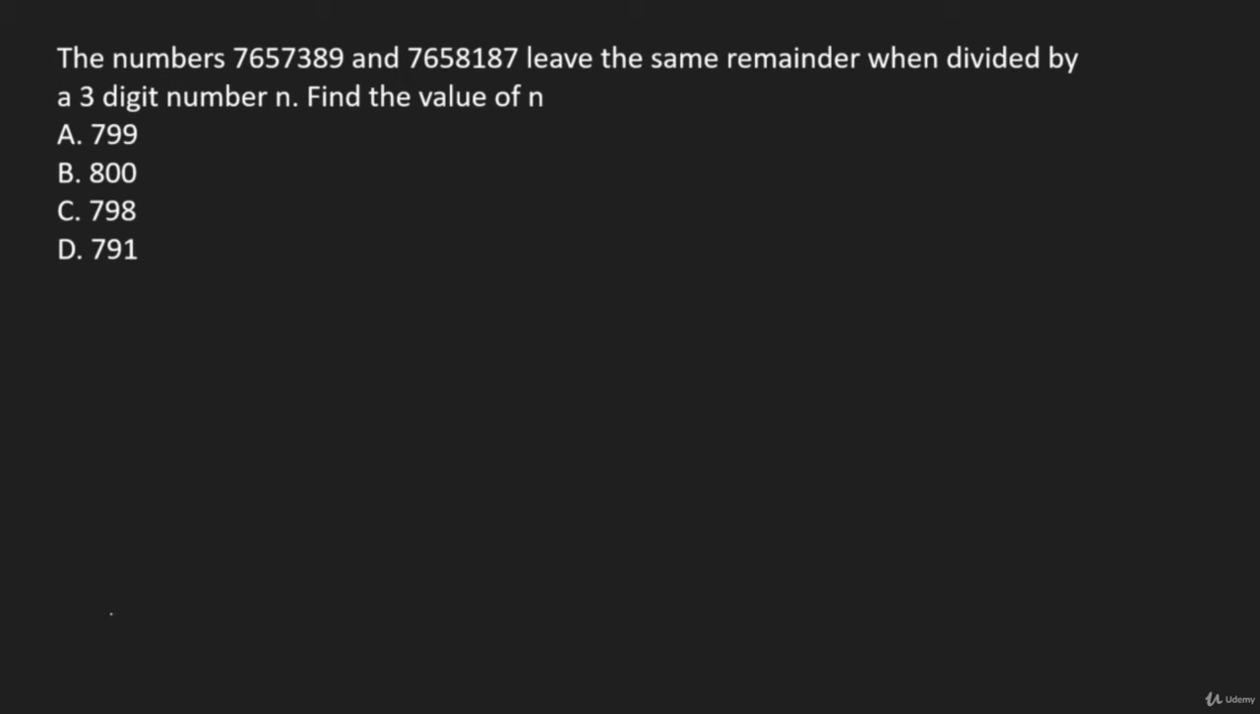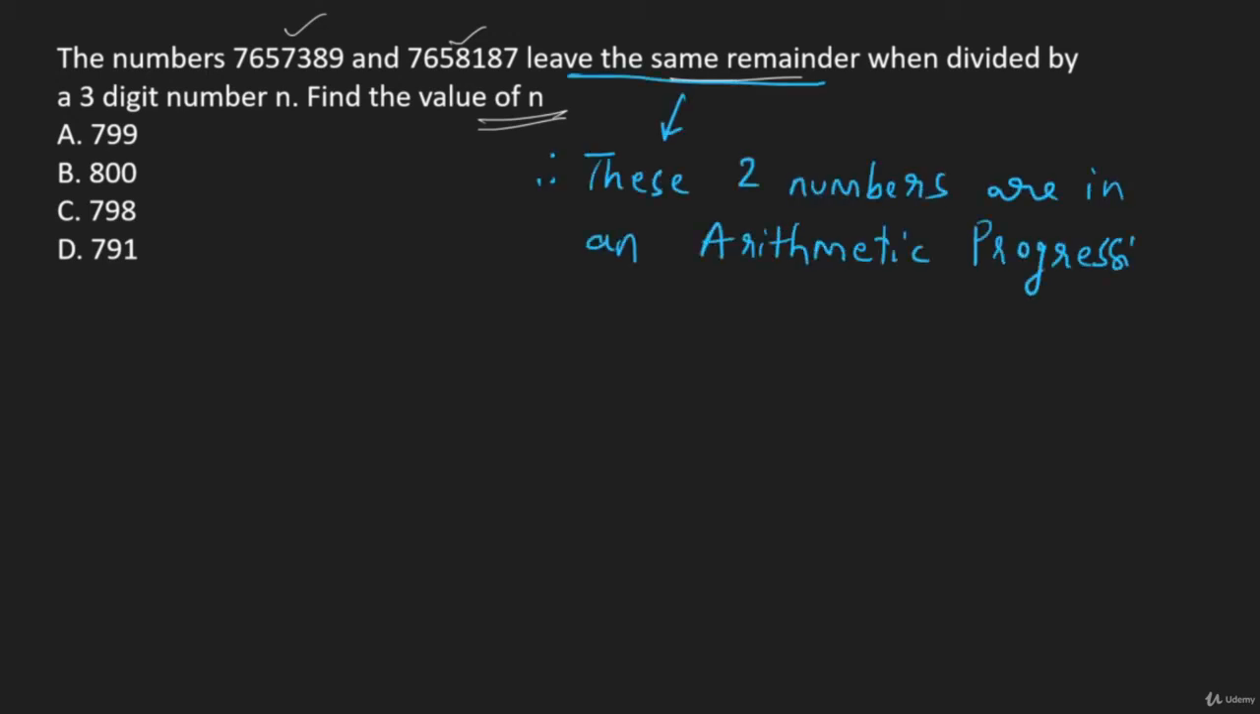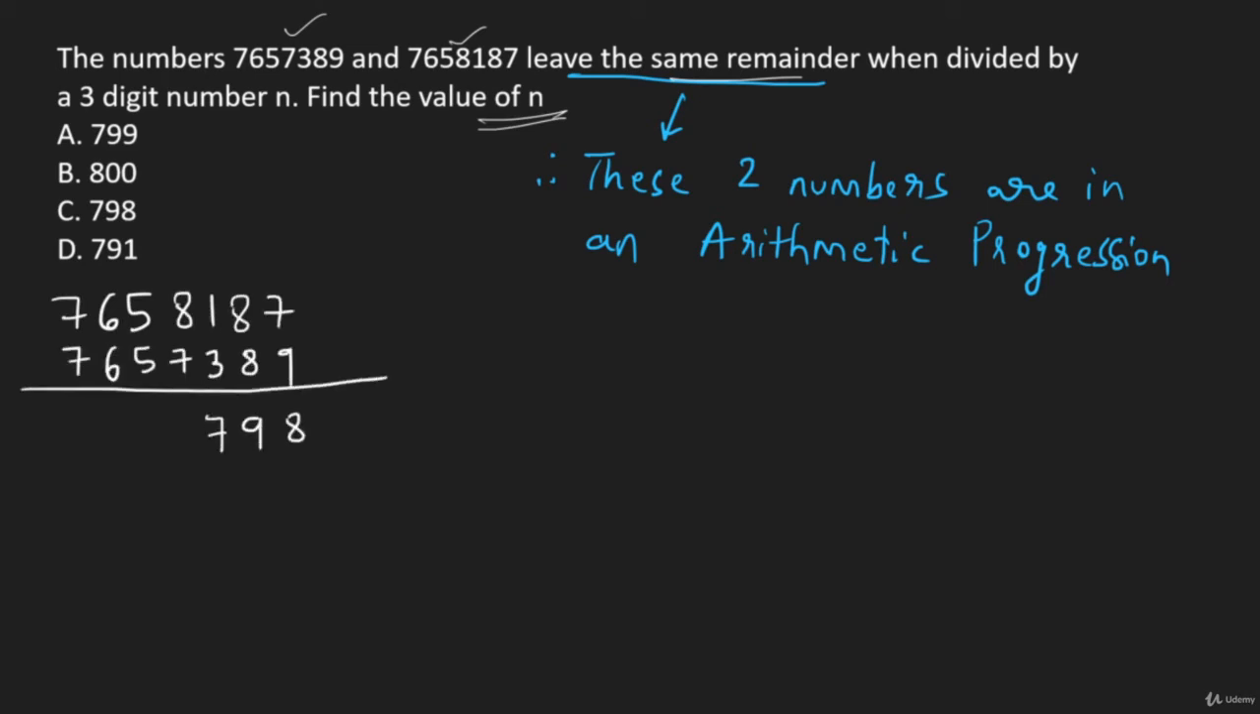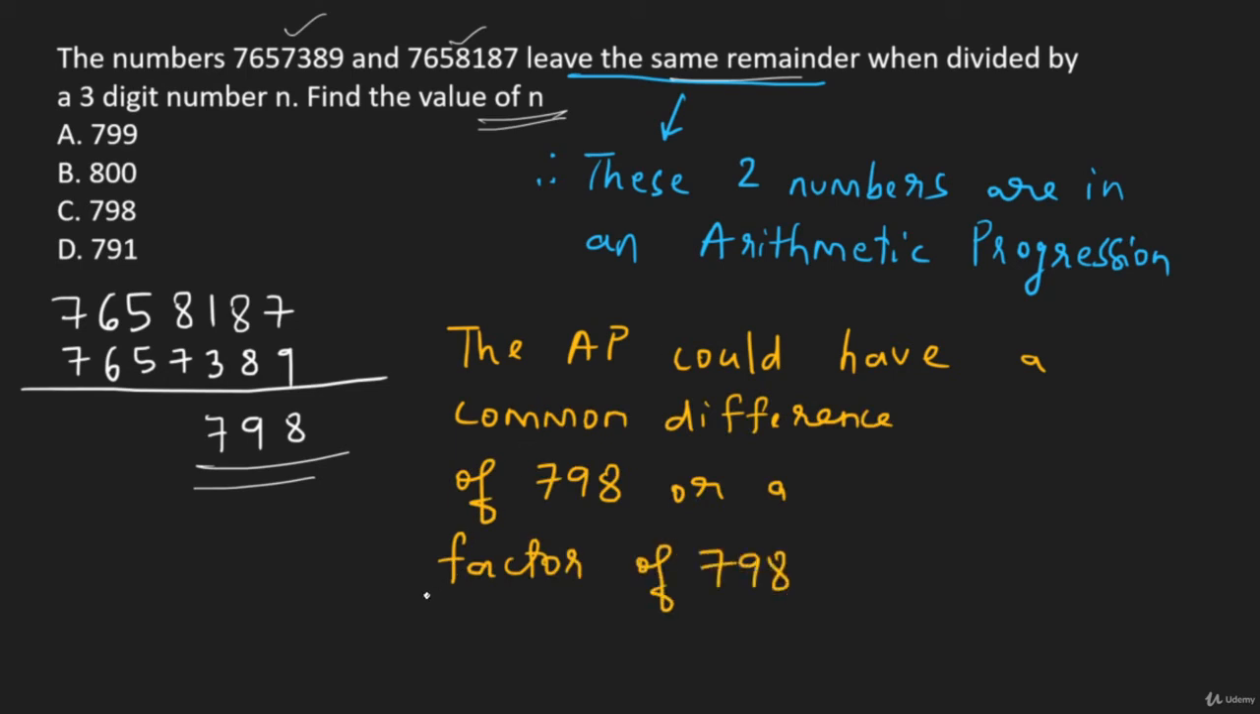Alright, we are back. I hope you have given it a try. Over here, it's mentioned that when these two numbers are divided by n, you get the same remainder, right? Therefore, based on what we learned before, we should immediately identify that these two numbers are in an arithmetic progression. Therefore, let's find the difference between these two numbers. You'll get the answer as 798, and the AP which we are trying to analyze could have the common difference as 798 or a factor of 798.